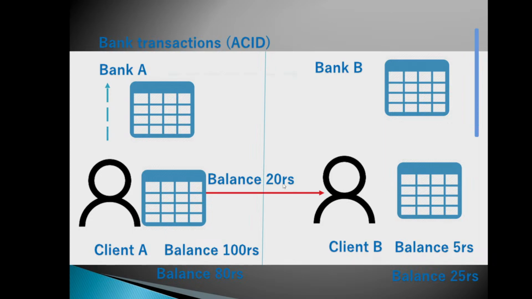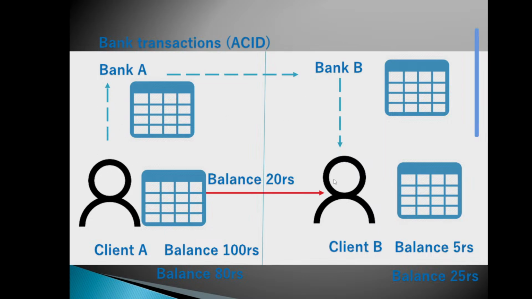When this transaction happens, what happens behind the scenes? Finally, when A transfers a balance to B, his balance will be updated to 80 rupees, and B's balance will be updated to 25 rupees. But behind the scenes, what actually happens is A will give 20 rupees to bank A, that's client A's bank. It will deposit 20 rupees to bank A. Bank A will deposit 20 rupees to bank B, and bank B will transfer 20 rupees to client B. This is behind the scenes.